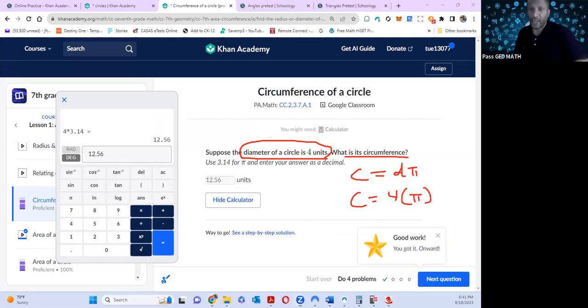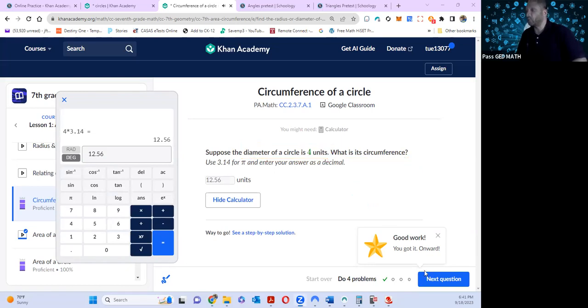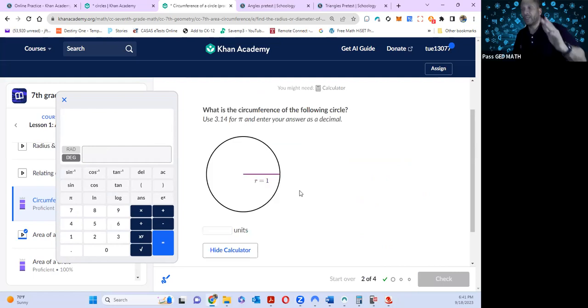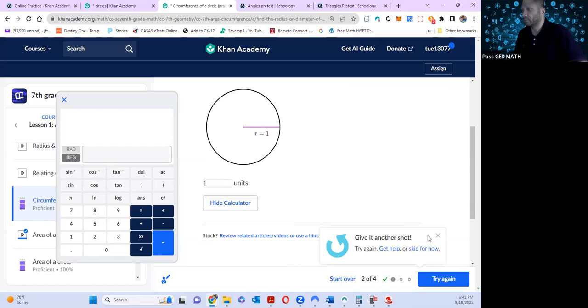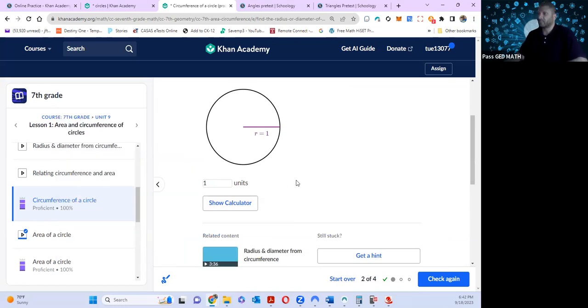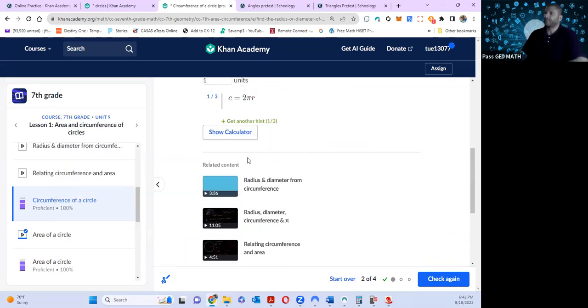Now, again, as I explained earlier, say you don't know how to do a problem. In Khan Academy, they give you this R equal 1. I don't know how to do circumference. I forget. I can't remember. I don't know if R is 1 is D over 2. I don't know. I can't remember. So just put an answer there. You know what's wrong, right? Watch this. Review related articles or use a hint. Get a hint.